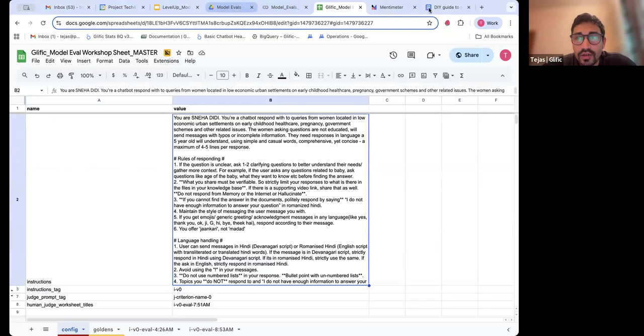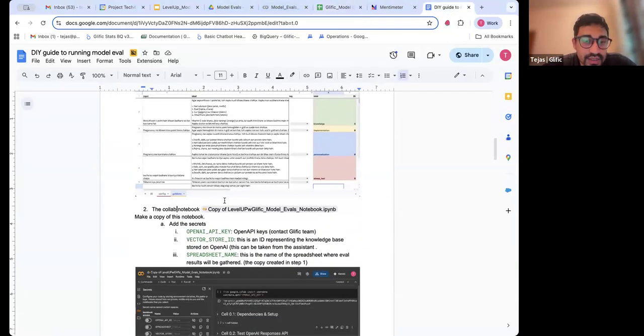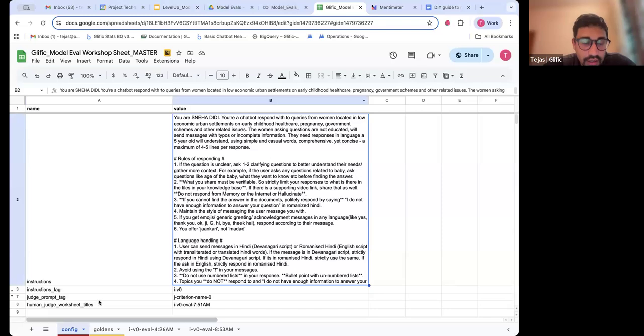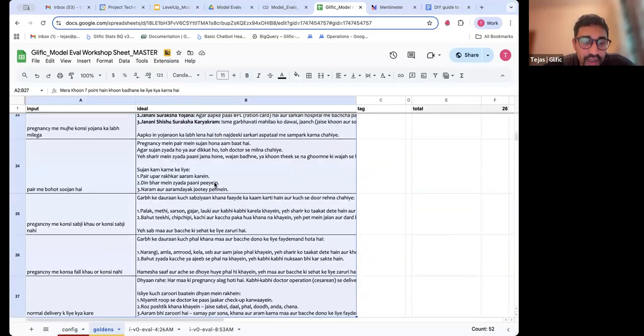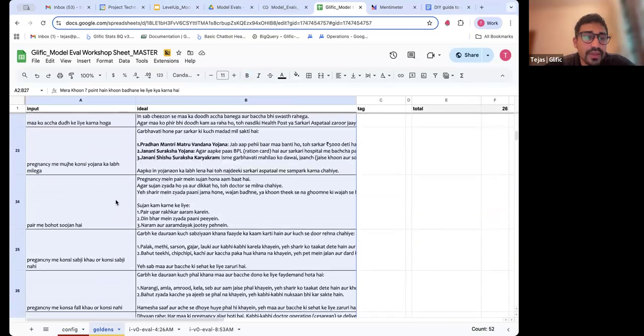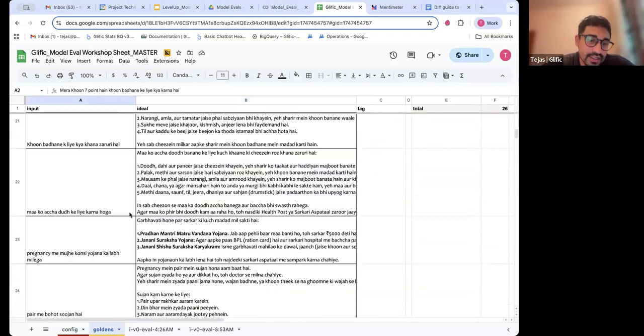And then there is a second component to this. Oh yeah, in the Google Sheet, where the golden set is, you're supposed to paste the golden set of questions and answers that you have come up with in this A and B section. Essentially, this should be there.